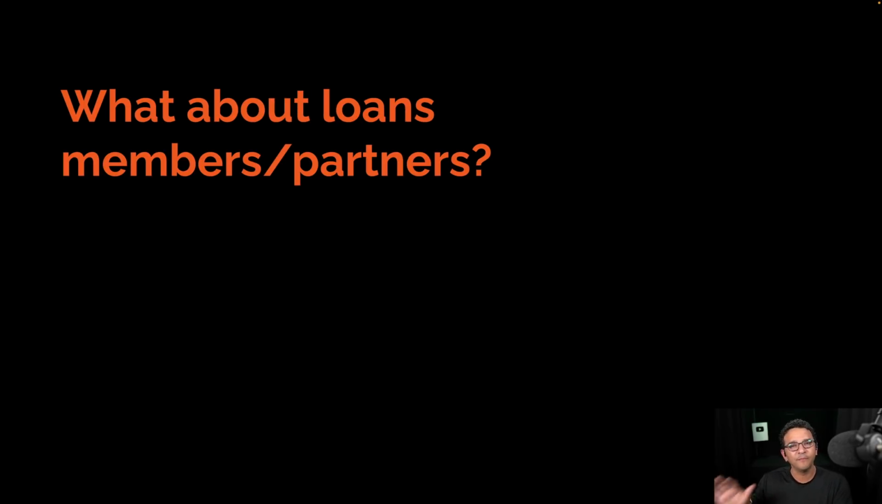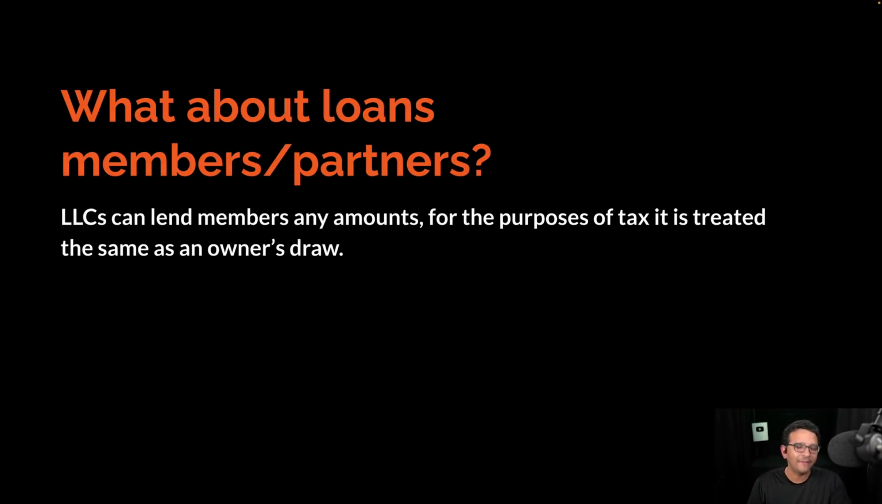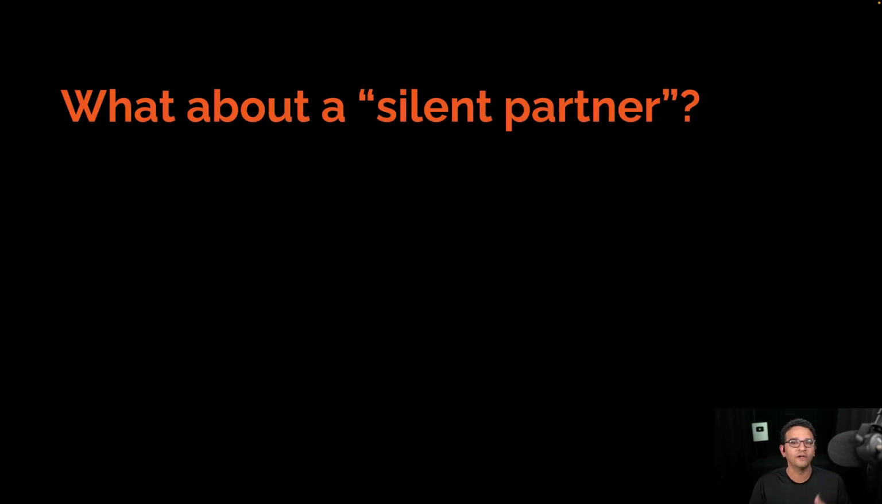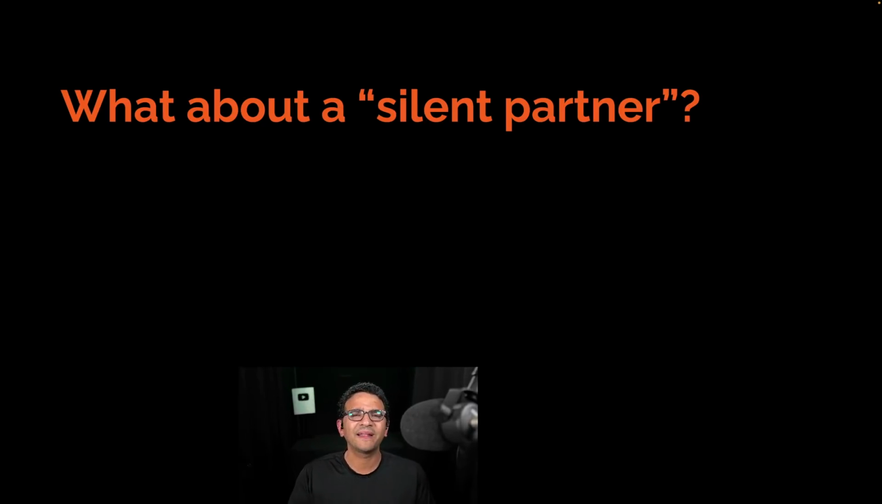Now, what happens in multi-member LLCs? What about loans to partners or members? Can you do that? Same exact thing as a single member LLC. LLCs can lend members or partners any amounts for tax purposes. It's treated just like an owner's draw. It's treated just like capital or equity. It makes no difference. It does not affect the taxability of it other than reducing that owner's capital account. Now, what about a silent partner?